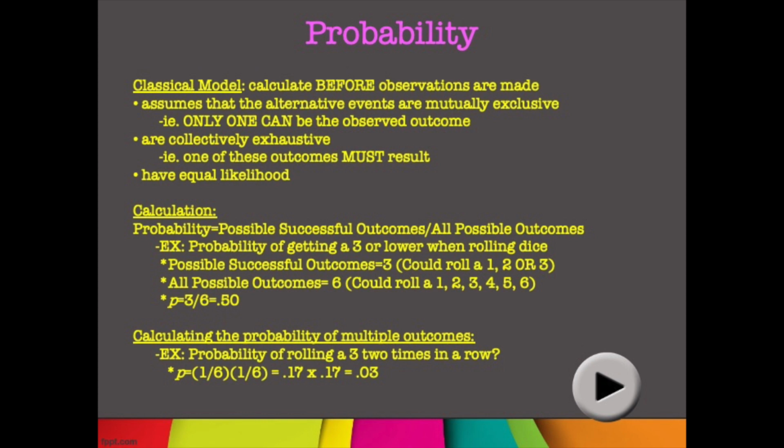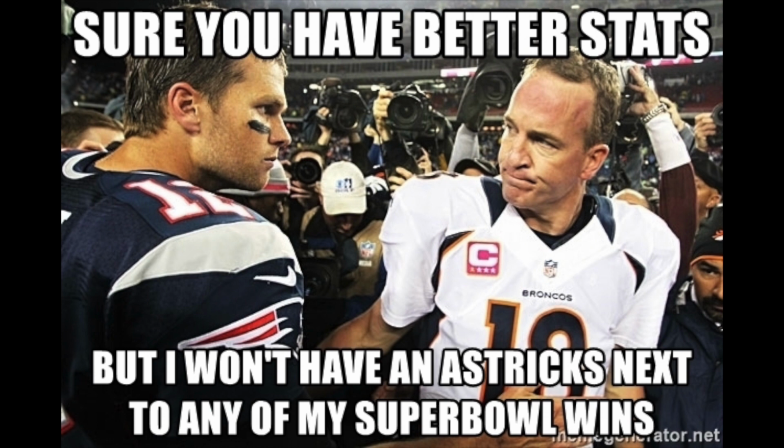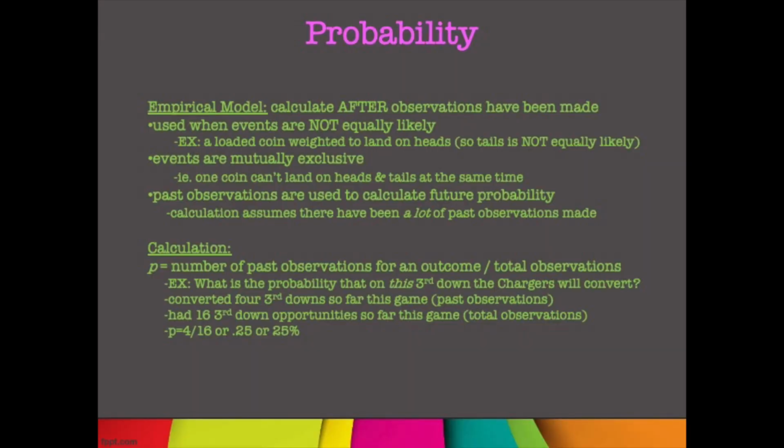I multiply them together and I would get 0.03. Okay, then we have the empirical model for calculating probability. This is the one that's used primarily in sports, and that's because with the empirical model we calculate after observations have been made. So we use this model when events are not equally likely.